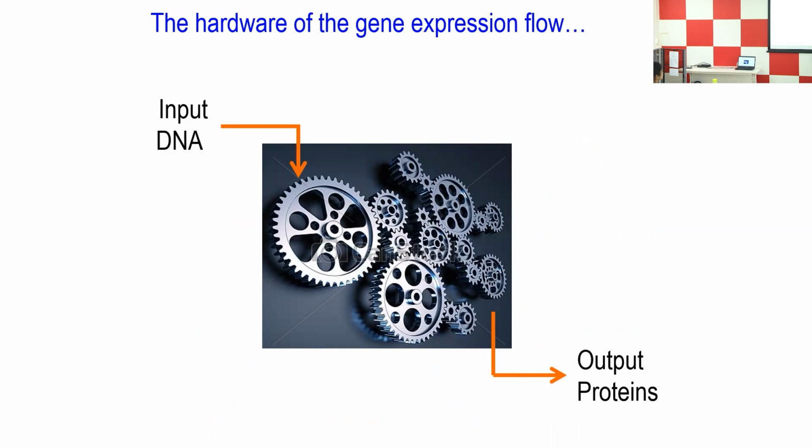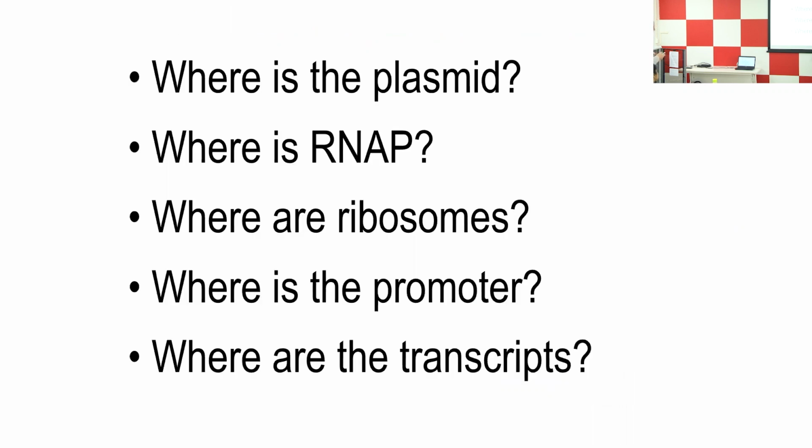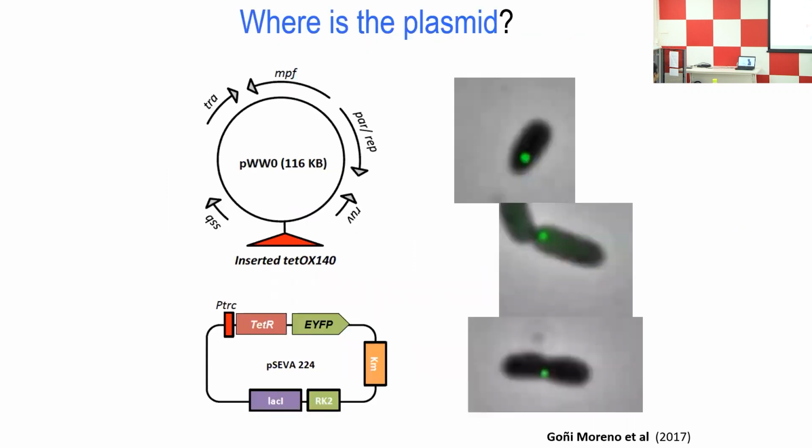If you think about it, up to this point, the only aspect of the functioning of a cell that you have considered in synthetic biology has been the software. Software here, software there, DNA here, DNA there. But how about the hardware? So if we have a plasmid in a cell, where is the plasmid? Where is RNA polymerase? Where are the ribosomes? Where are the promoters? Where are the transcripts? So where are they physically, not just as a sequence?